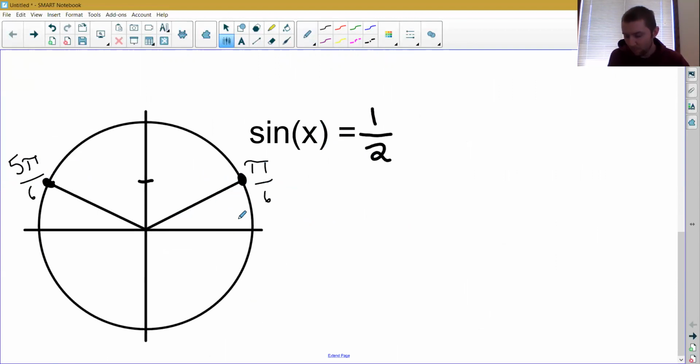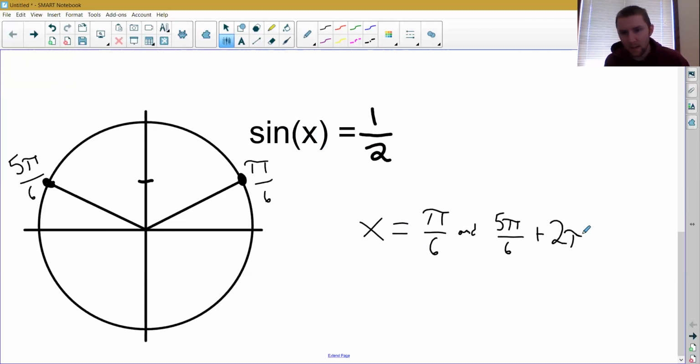How do we represent all the solutions? Again, we add 2 pi n, where n is an integer. So what we can say in terms of solutions to this equation on a totally unrestricted domain is x equals pi over 6 and 5 pi over 6 plus 2 pi n, where n is an integer.